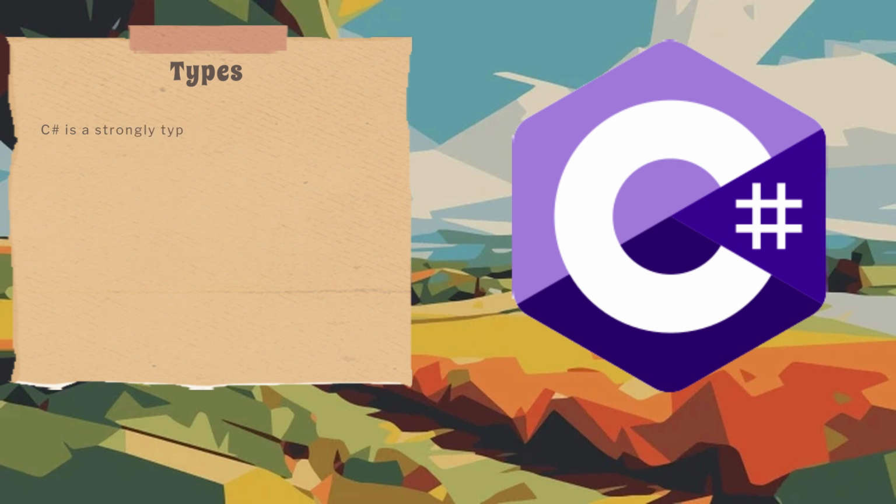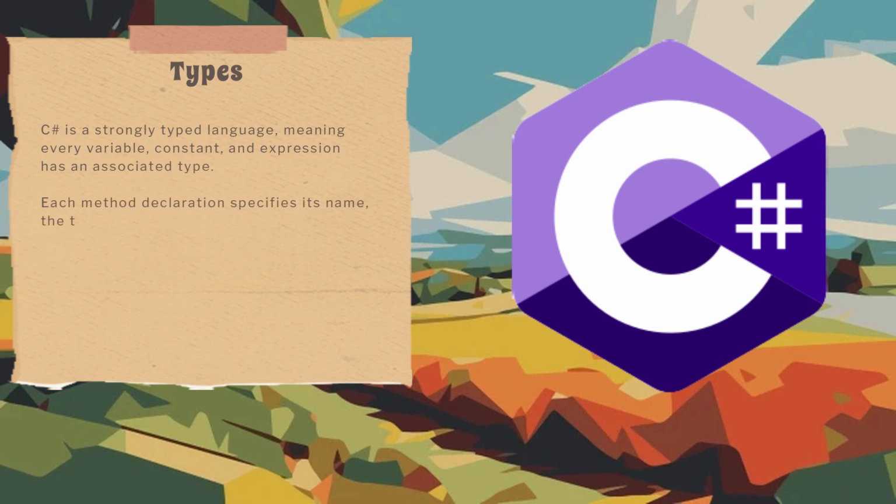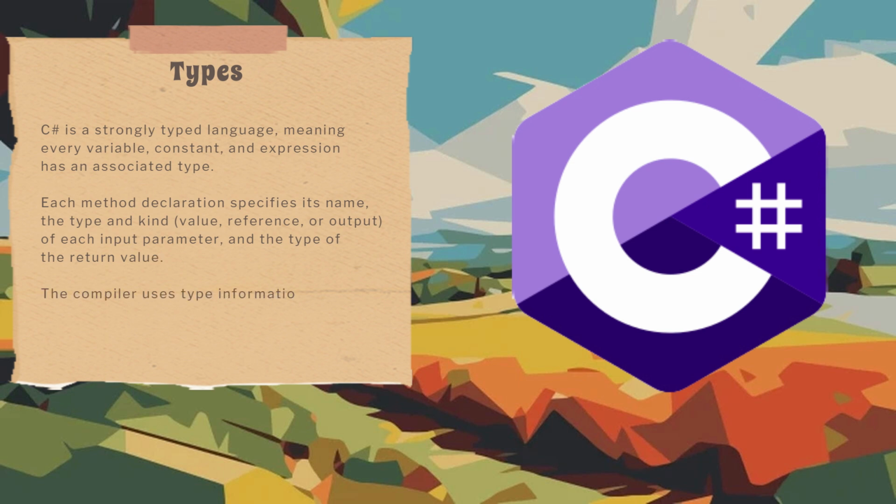C# is a strongly typed language, meaning every variable, constant, and expression has an associated type. Each method declaration specifies its name, the type and kind (value, reference, or output) of each input parameter, and the type of the return value. The compiler uses type information to ensure that all operations in the code are type-safe.